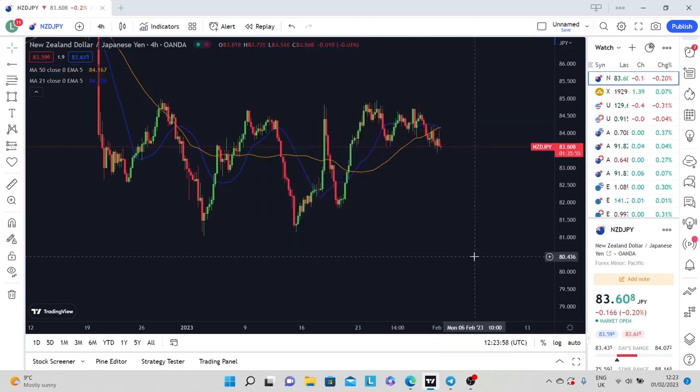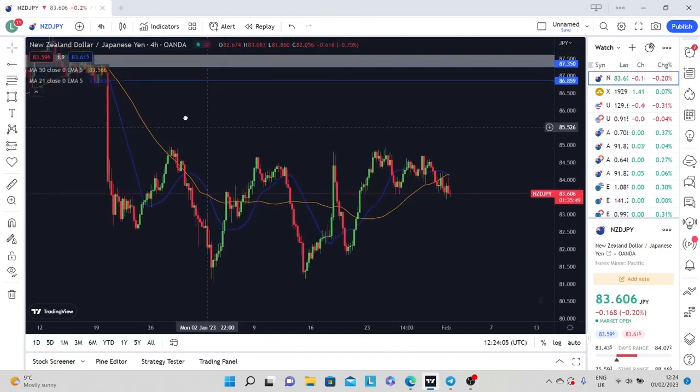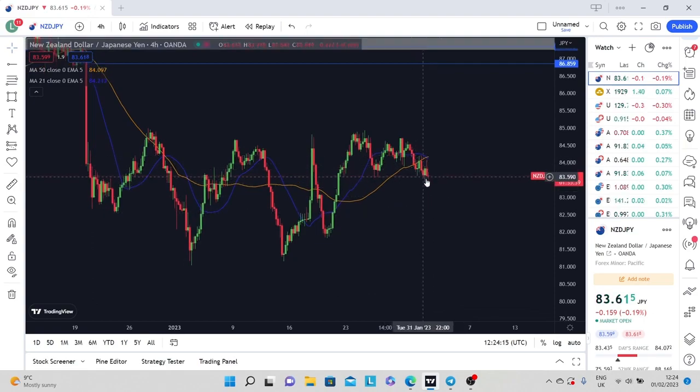Now what's happened here is when the orange moving average is above, we're looking for sells, and when the orange moving average is below, we are looking to buy. So at the moment, as you can see, we've got a moving average crossover. For this market in particular, we would be looking to sell it.